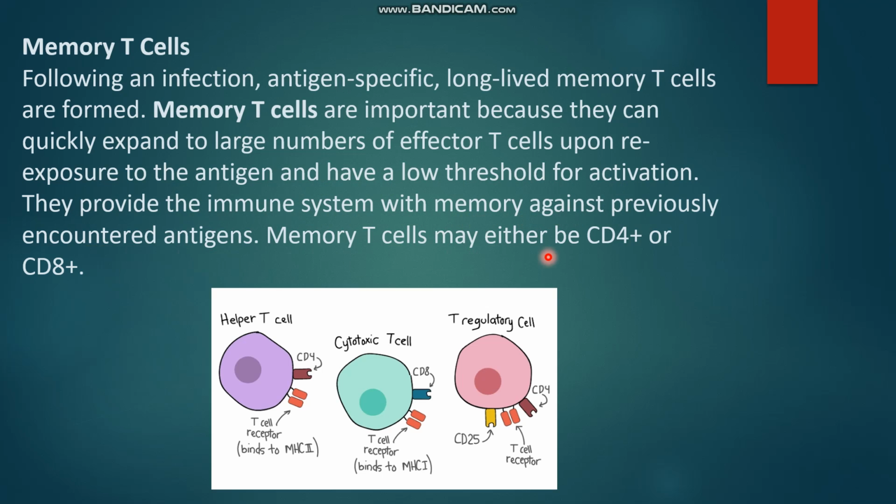Memory T cells may be either CD4 or CD8+. Here is the structure in which T helper cell is there, and this is CD4, cytotoxic T cell, CD8, T regulatory cell includes CD4, T receptors and CD25. And in this, cytotoxic T cell binds to MHC class 1 and T helper cell binds to MHC class 2.